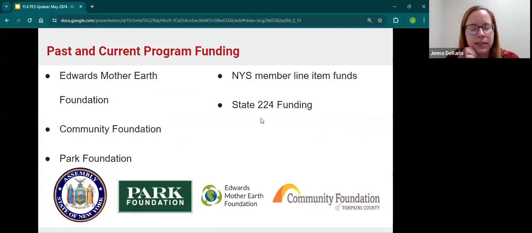And so just to give you an idea of how our funding has gone since 2021, we've had a few local foundations that we've worked with, Park and Community Foundation. The Edwards Mother Earth Foundation is a larger foundation out of Seattle. So that's part of a broader agroforestry grant that we've been working on here at CC Tompkins. And then we have had some statewide focused funding. State 224 funding is through the extension system. And then a New York State member line item fund that was requested by a community member.